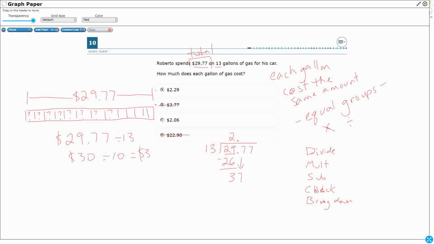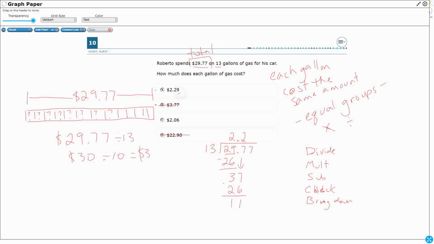We don't bring down the 77 unless you know your 13s up to 377. So that's almost going to go in 3 times. Instead, that's going to go in twice. Okay, so that's going to be 26. That's going to get you 11. That's a huge remainder, but it still is smaller than 13, so you're good.